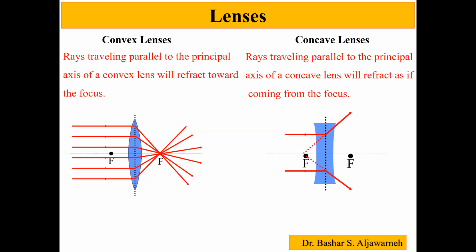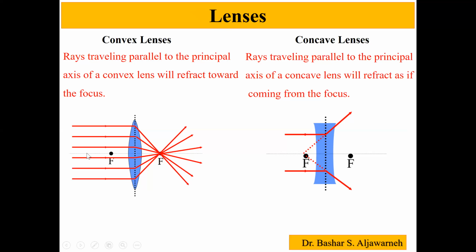Now, another way to check whether the focal point for convex and concave is positive or negative, real or virtual. Let us take this lens, which is a convex lens, and at the beginning you need to know the following.